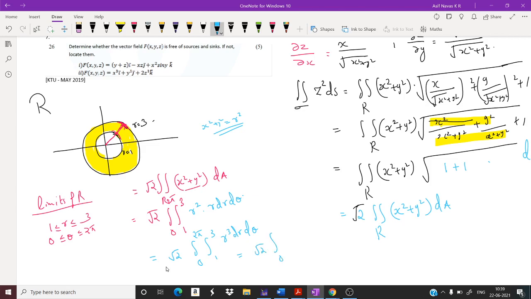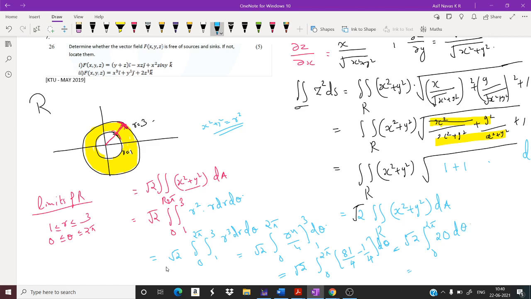This is equal to root 2, 0 to 2 pi. So this is a simple integration. 1 to 3 d theta, so root 2 times 0 to 2 pi, 3 raised to 4. What is 3 raised to 4? 81, right? Divided by 4 minus 1 by 4. So this is equal to root 2 times 0 to 2 pi, 81 minus 1 is 80. 80 by 4 is 20.